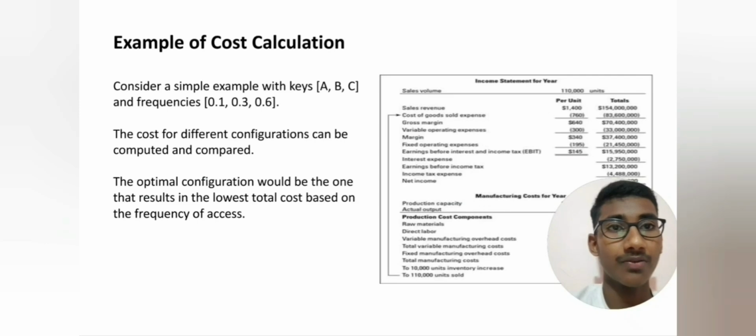Next, an example of cost calculation. Consider a simple example with keys A, B, C and frequencies 0.1, 0.3, 0.6. The cost for different configurations can be computed and compared. The optimal configuration would be the one that results in the lowest total cost based on frequency of access.